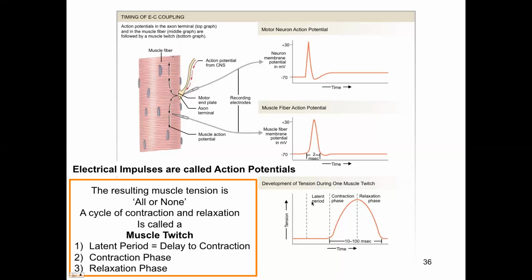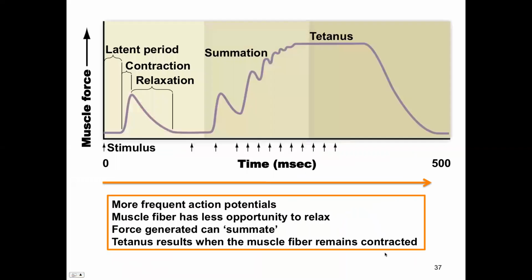This period of time is called the latent period, the delay to the contraction. It's the spreading of the electricity over the surface and down the T-tubules. Then the muscle is going to contract, which is called the contraction phase. And then it's going to release, which is called the relaxation phase. The latent period is before we get a contraction, the contraction phase is when we get contraction, and after that we have a relaxation phase. One cycle of contraction and relaxation is called a muscle twitch.